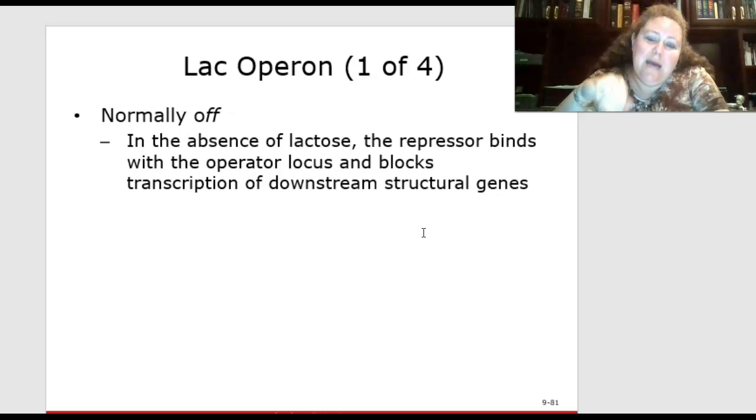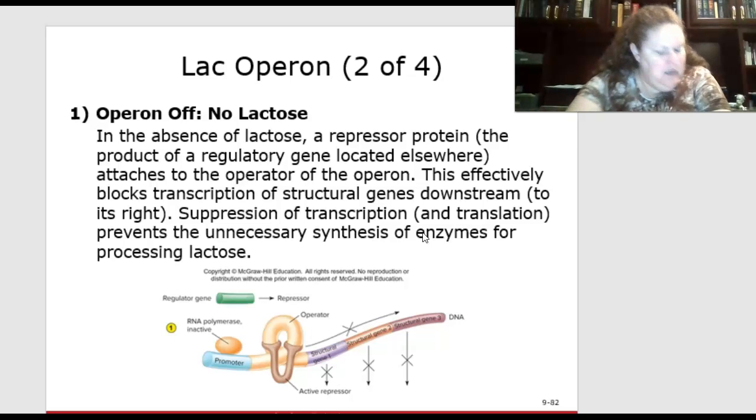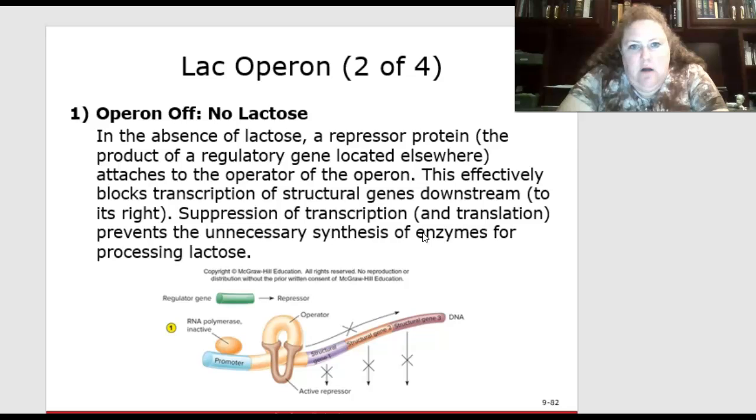And so in the absence of lactose, the repressor binds with the operator locus or site and blocks transcription of downstream structural genes. So in this one, when we have the operon off, then we have no lactose that's being made. Okay, so this is figure 9.20.